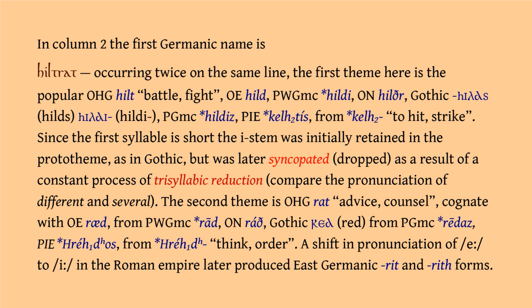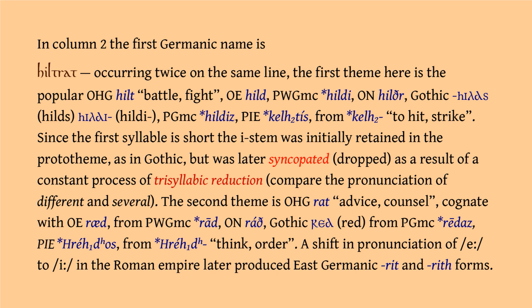In column 2 the first Germanic name is Hilthrat, occurring twice in the same line. The first theme here is the popular Old High German Hilt, battle, fight, Old English Hild, Proto-West Germanic Hildi, Old Norse Hilthr, Gothic Hilds, Hildi, Proto-Germanic Hildis, Proto-Indo-European Keltis, from Kel, to hit, strike. Since the first syllable is short, the I stem was initially retained in the prototheme as in Gothic, but was later syncopated, dropped, as a result of a constant process of trisyllabic reduction. Compare the pronunciation of different and several.